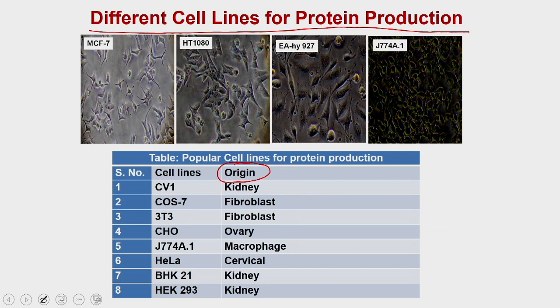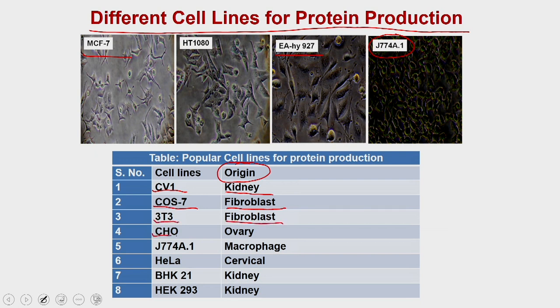For example, you have the MCF7, which is a breast cancer cell line, you have the HT1080, you have EAH927, which is an endothelial cell line, and then you have the J774A.1, which is a macrophage line. I have given the list of cell lines here also, in which you have the CV1 cell line, which is actually from the kidney. Then you have the COS7 cell line, which is from fibroblast origin. Then you have the NIH3T3, which is a fibroblast.